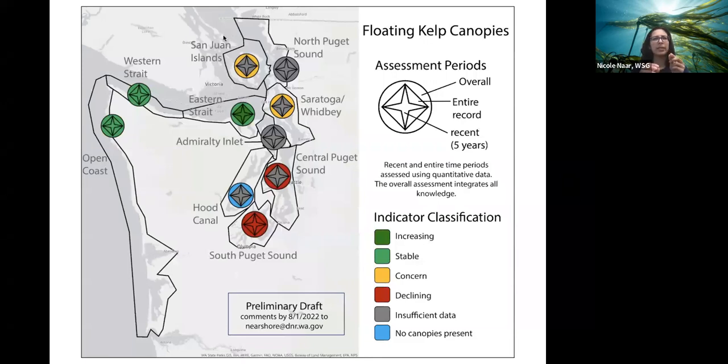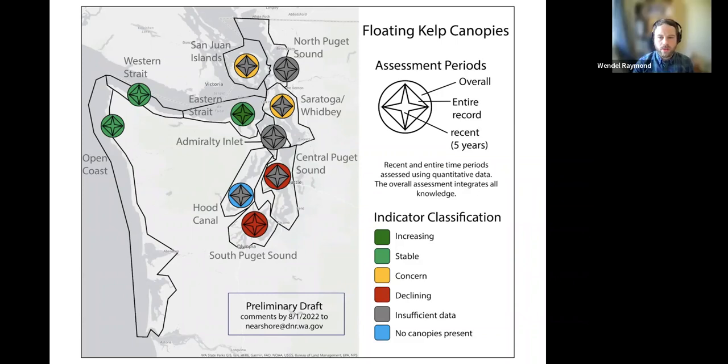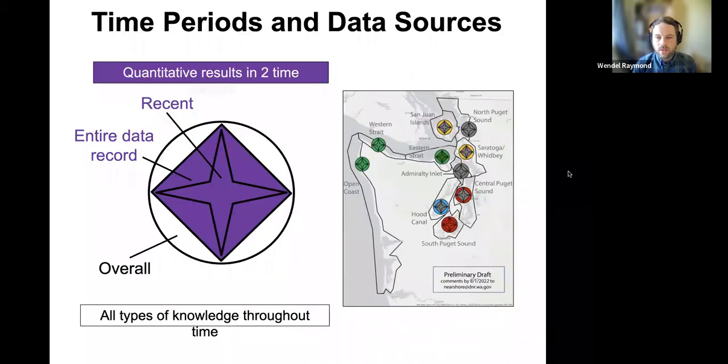There's not necessarily just one color in each of these graphics. Can we discuss the shapes and symbols layered within each one? What do each of these levels represent? Yeah, so let's go to the next slide. The symbols and shapes actually represent two things. The inner cross and diamond show just quantitative results split into two different time periods. And the outer circle is the overall assessment, or just the bottom line for the subbasin. We can walk through this with an example from the Eastern Strait. Next slide.